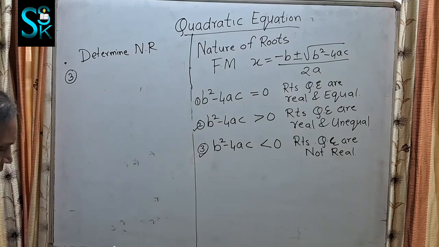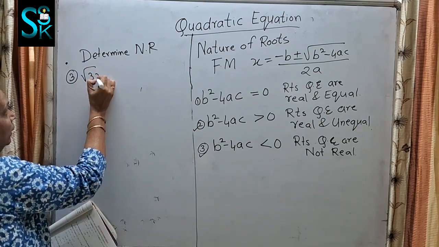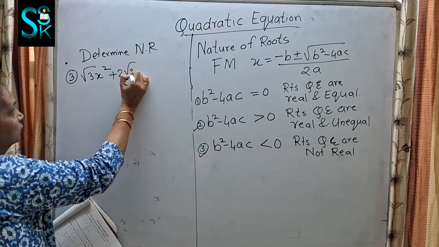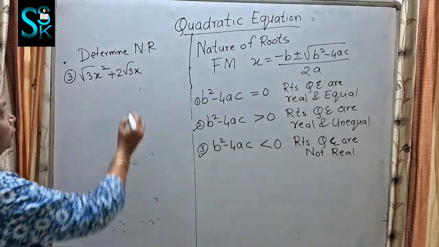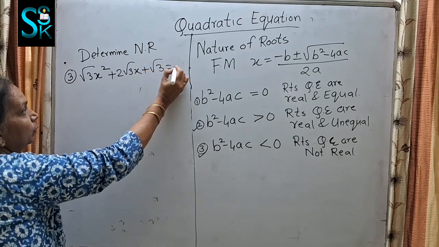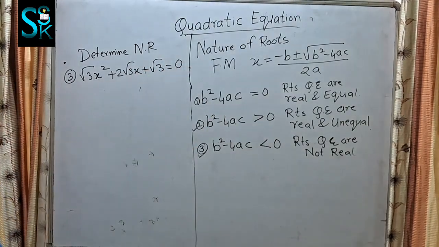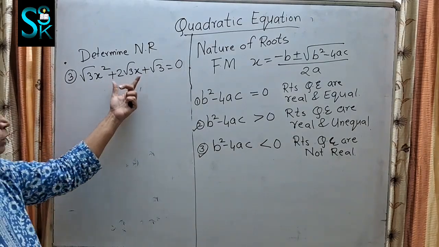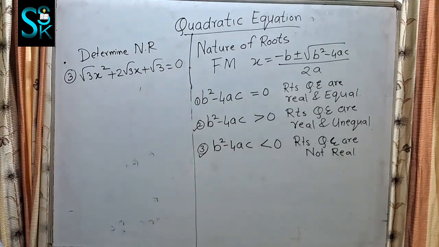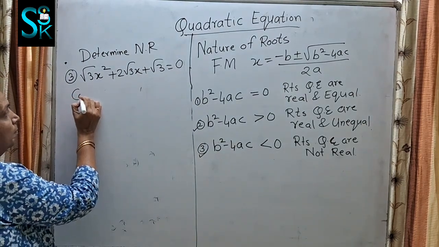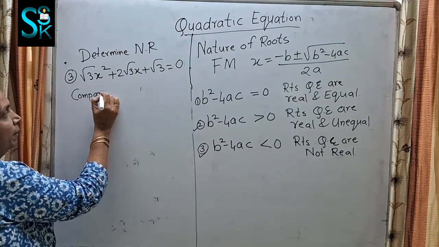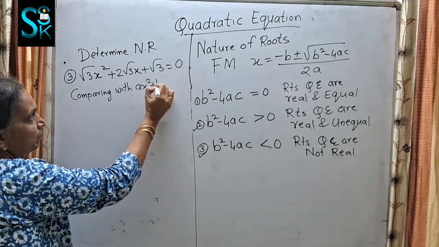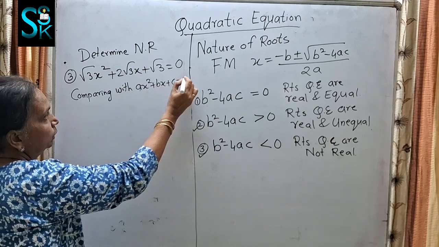What is the third one we'll try to take is root 3x square plus 2 root 3x plus root 3 is equal to 0. Okay, again we are seeing whether it is in standard form. Yes, it is in standard form. Ax square plus bx plus c is equal to 0. After that, you are going to do what? Comparing with ax square plus bx plus c is equal to 0.